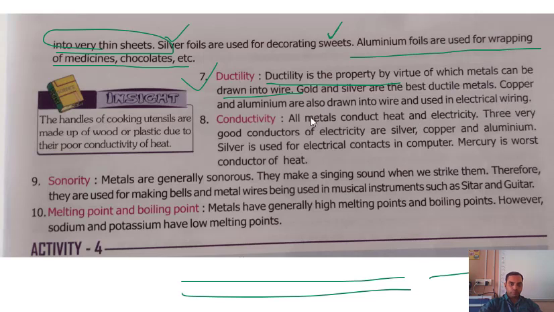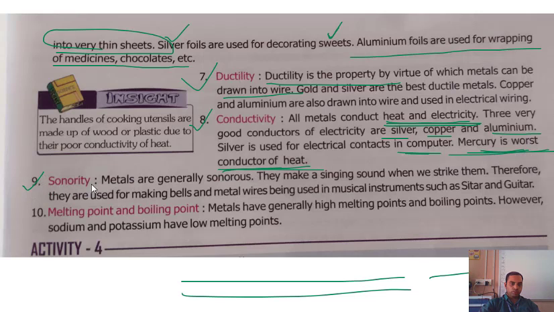Okay. Next one is conductivity. This one everyone knows. All metals conduct heat and electricity. That means heat and electricity can pass through metal. Very good conductors of electricity are silver, copper and aluminum. Silver is used for electrical contacts in computers. Mercury is the worst conductor of heat. Heat does not flow through mercury.